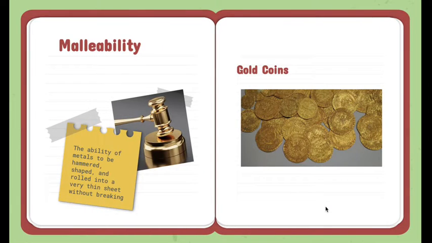The next property is malleability. Malleability is the ability of metals to be hammered, shaped, and rolled into very thin sheets without breaking. So gold is a malleable metal because we know that we can hammer it into thin sheets, or for this example, we use the property of malleability to shape gold into some gold coins.